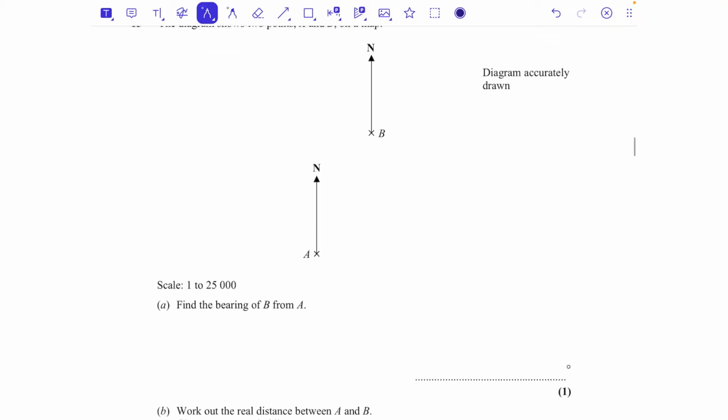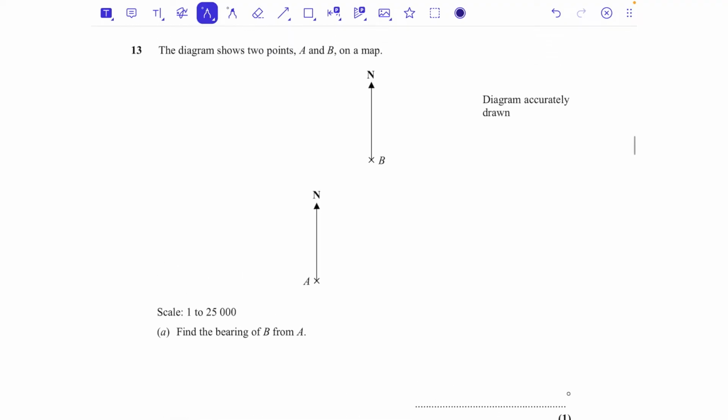Find the bearing of B from A. Now, bearings are angles. So what you're going to do is get your protractor. The first thing you need to do is draw a line going from A to B, because we want to measure an angle, so we need to have a line to measure against. And the bearing of B from A means you are stood at A, and you're going to get your protractor and pop it over the top.